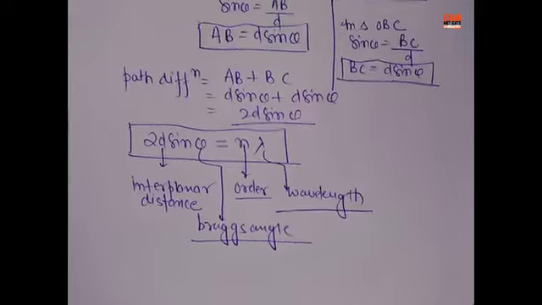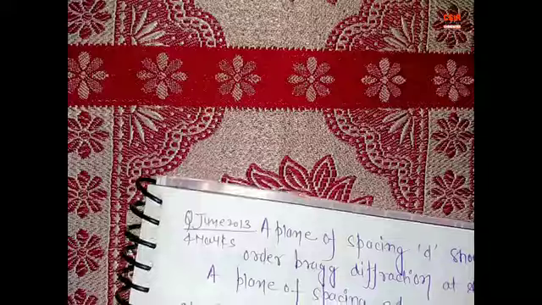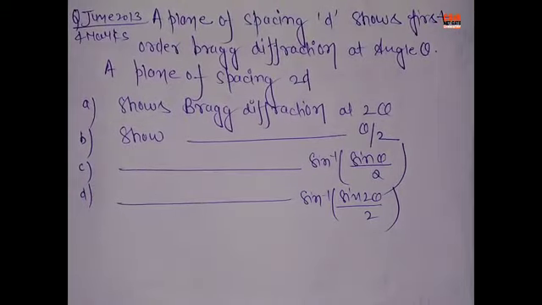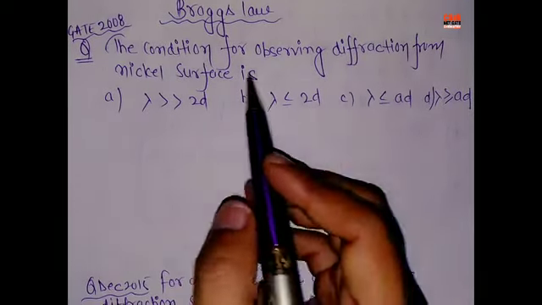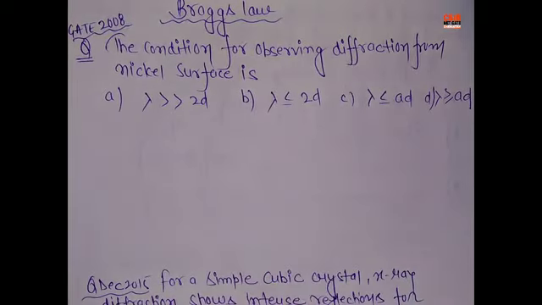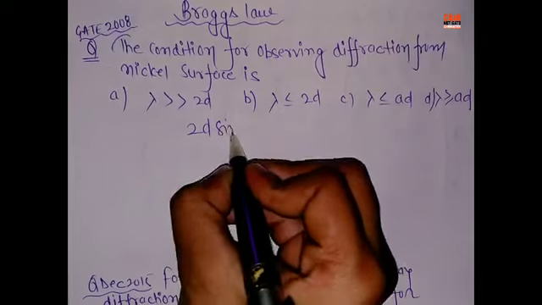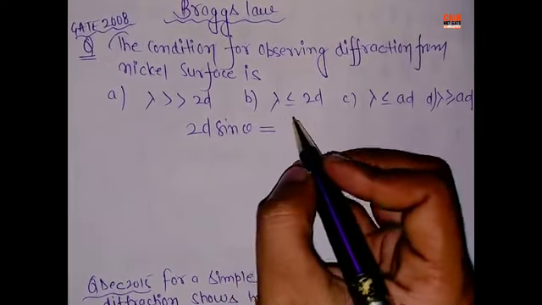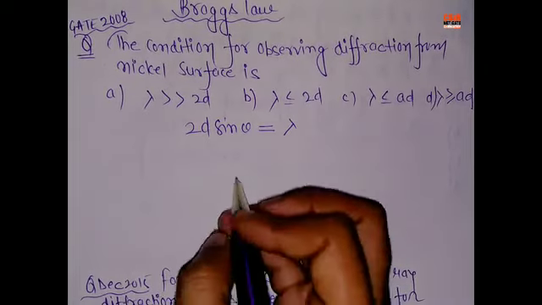So let's do some problems related to Bragg's law. The first problem is very easy. This came in GATE 2008. See the condition for observing diffraction from nickel surfaces. This is the criterion for Bragg's reflection. So 2d sine theta equals n lambda. I am taking the first order, so n equals 1.